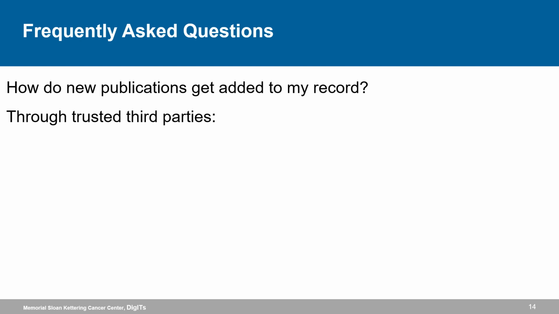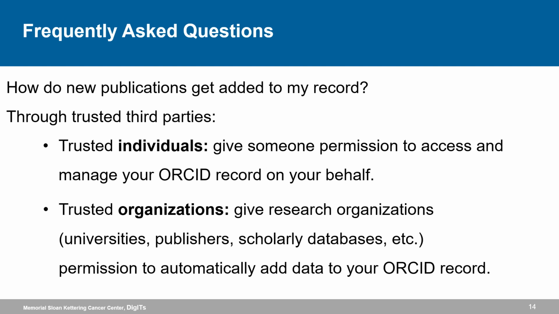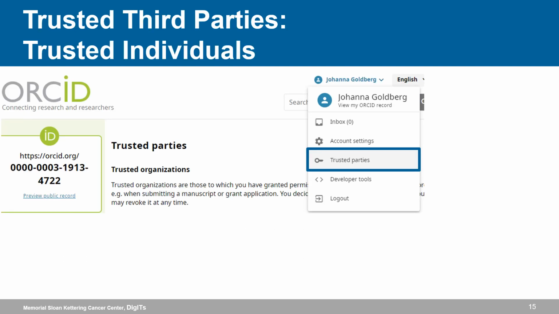We promise that an ORCID could take away some of the administrative burden from researchers and admins, and here's how. You can give someone permission to access your ORCID account. You can also link your account to publishers, databases, and others so that your publications are automatically added to your record once they are published.